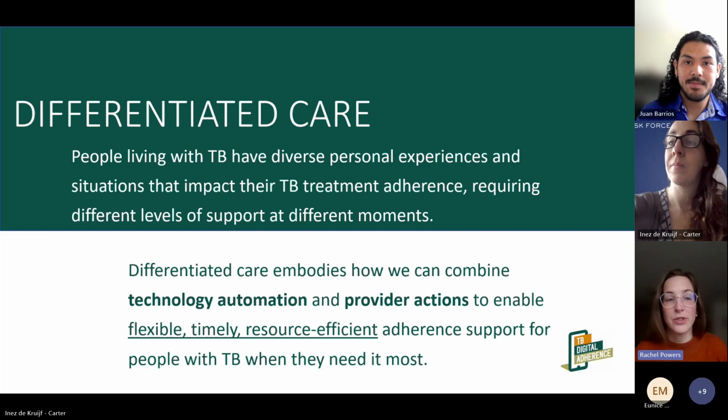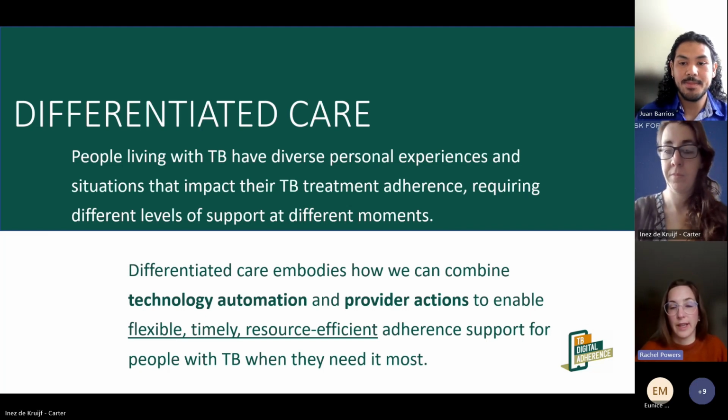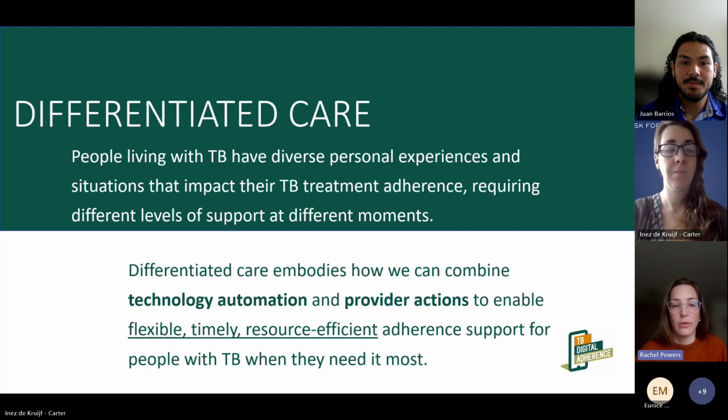I'm going to introduce you to the idea of differentiated care, and then we can look a bit into how to actually apply that for users of DATs.